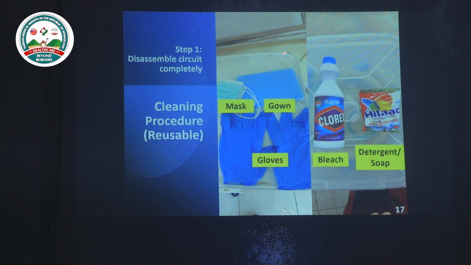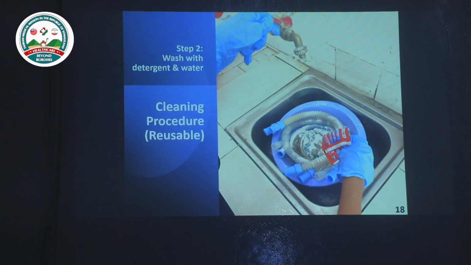And also we need to prepare a mask, gown, gloves, and also bleach for disinfection, and detergents or soap for cleaning. And the second step is, because we bring the ventilator circuit to the operation theater, we use tap water to wash once. Then we use the detergents to wash the ventilator circuit.